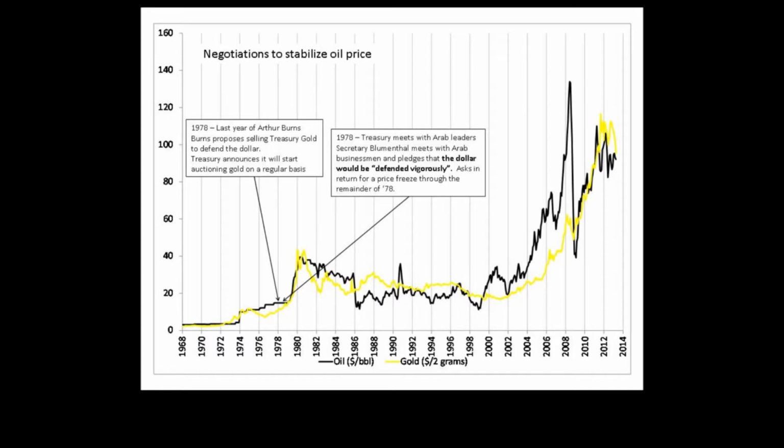Later that year, Treasury Secretary Blumenthal met with a group of Arab leaders with a pledge that the U.S. would defend the dollar vigorously in return for a promise to maintain oil prices, at least for the remainder of the year. And how would the dollar be defended? Through the handling of the price and availability of gold, of course. And this foreshadows future events where Treasury Secretaries and Federal Reserve Chairmen have stated that they would defend the dollar vigorously.